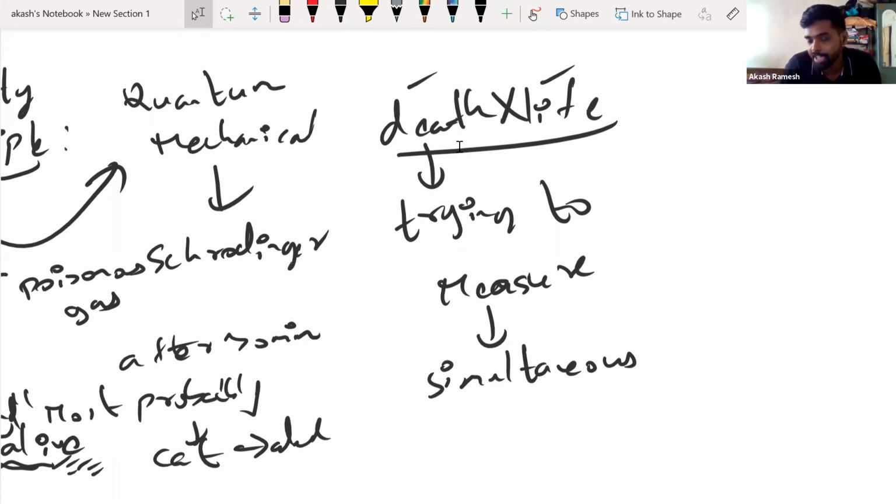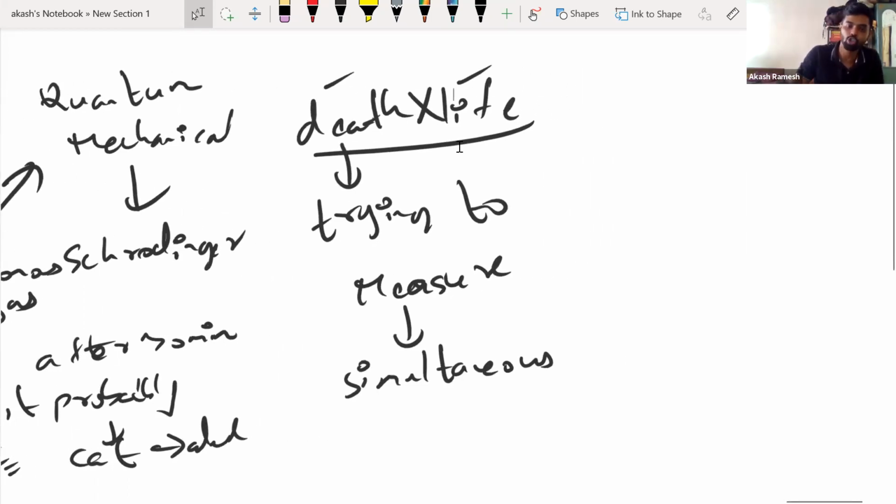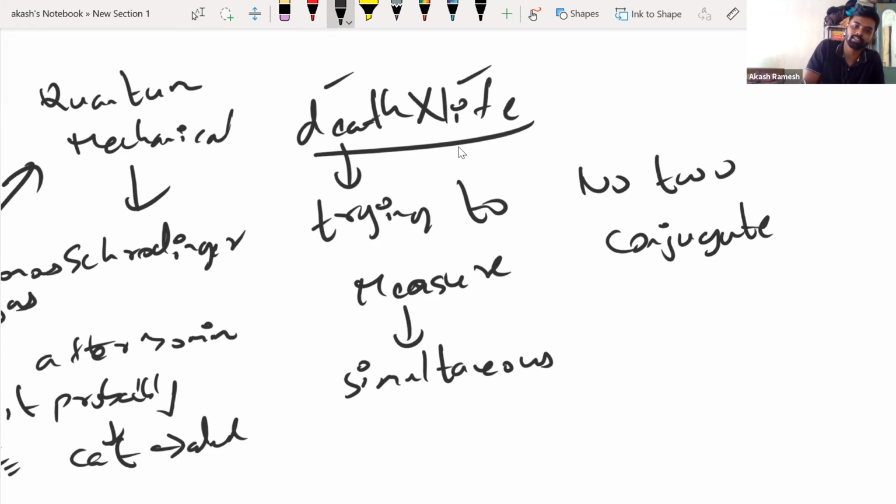No two conjugate quantities can be measured simultaneously with 100% accuracy.